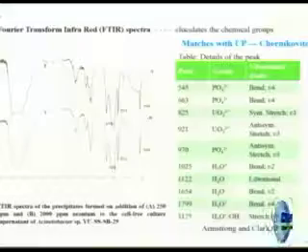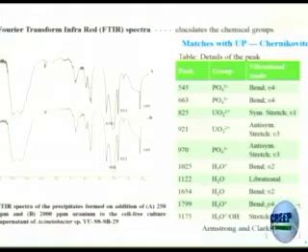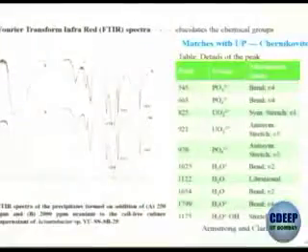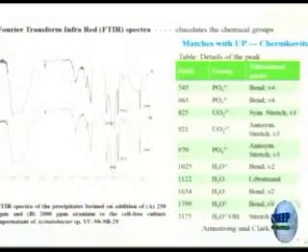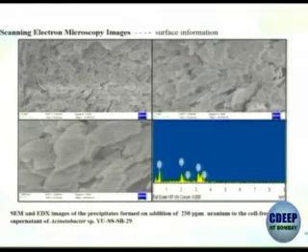Here it gives the transmittance, percent transmittance. So the higher the peak, the more bond is present. So it gives the percentage transmittance. The x-axis is the wavelength.